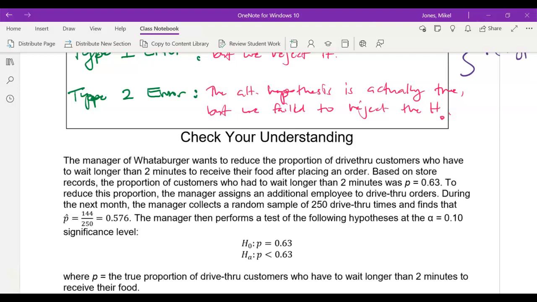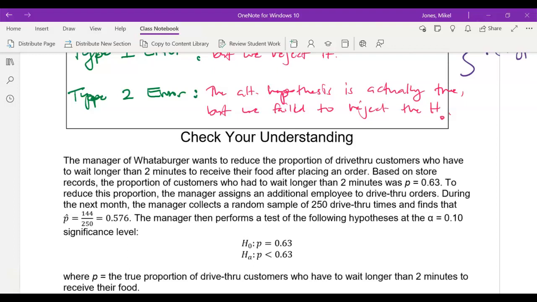To reduce this proportion, the manager is going to assign an additional employee to drive-through orders. During the next month, he's going to collect a random sample of 250 drive-through times, and he finds that the p-hat, the sample proportion of people who took more than 2 minutes to get their order, was 0.576. Basically what the manager wants to know is, did this help? Did it improve drive-through times? We still didn't get it to be under 2 minutes for everybody, okay?